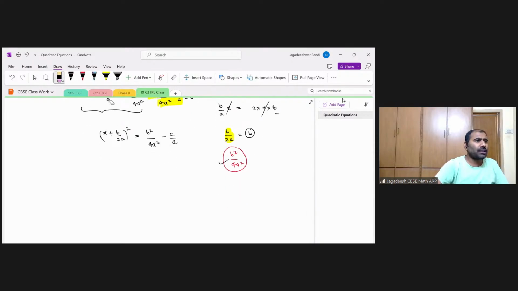So in order to avoid the confusion, I'm erasing everything. Anyway, you understood all these steps. Fine. Now let us simplify the right hand side clearly.